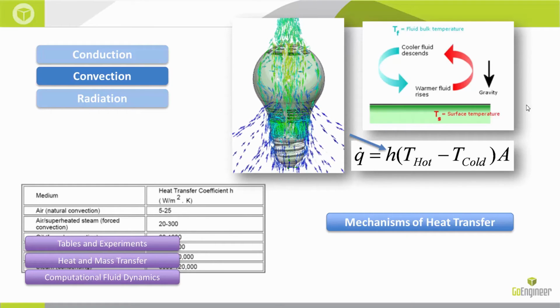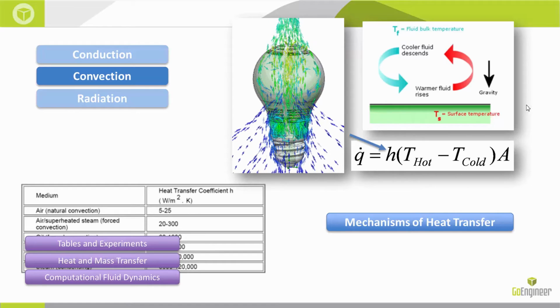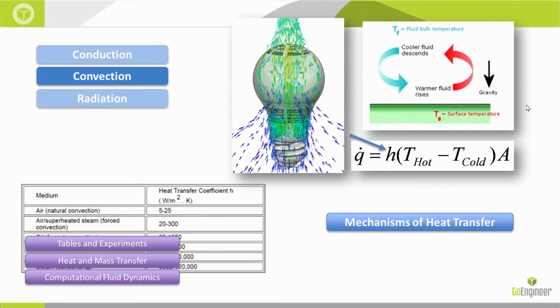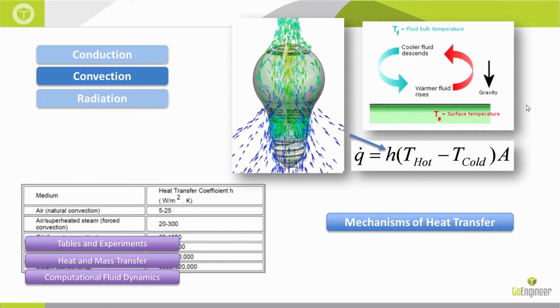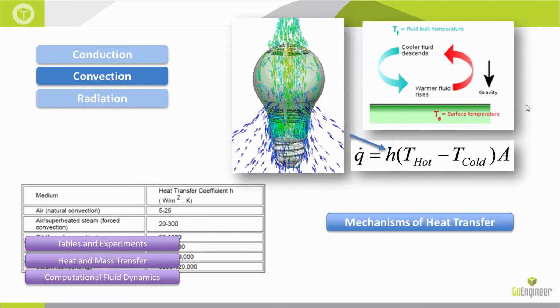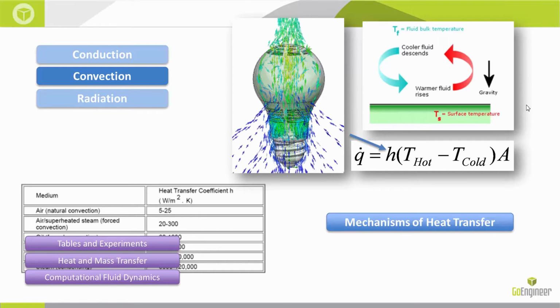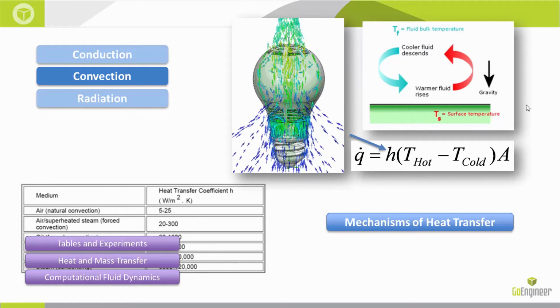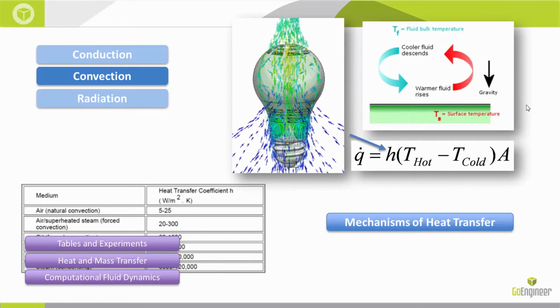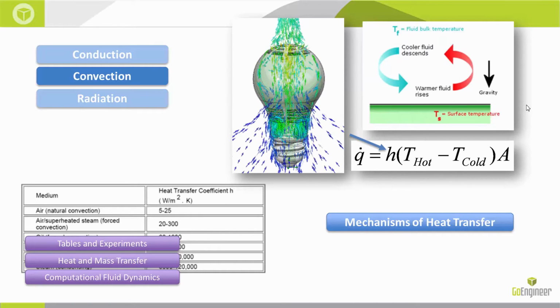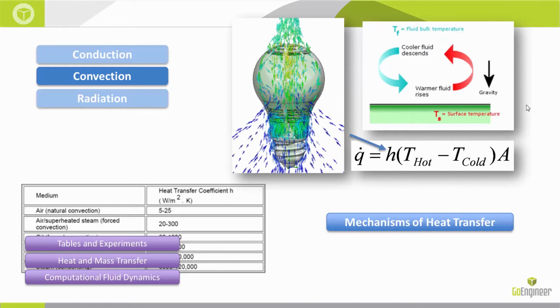So if you have natural convection of air and metal, the heat transfer coefficient can vary from 5 to 25 watts per meter squared Kelvin. Now, if you're an advanced analyst and if you have a heavy background in CFD and heat and mass transfer, you can take into account, through heat and mass transfer tables, what different convection coefficients are for different velocities and different mediums and so on and so forth.